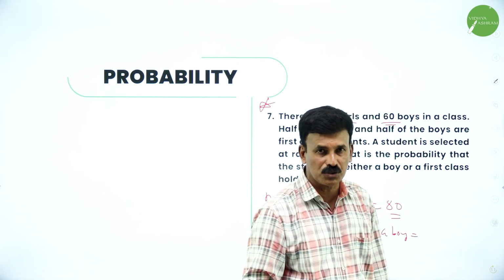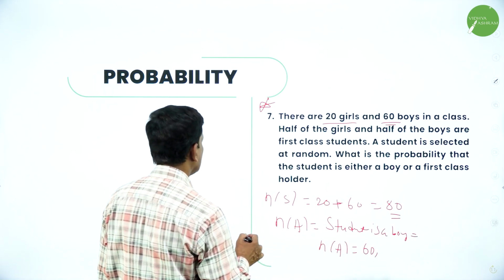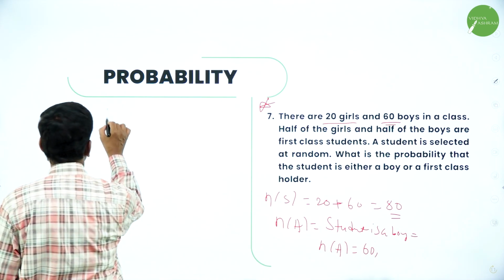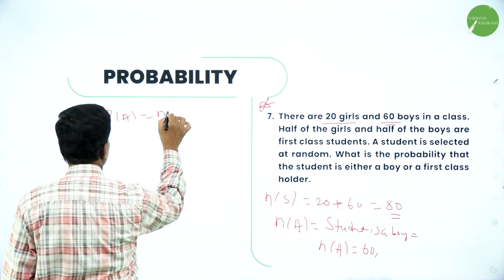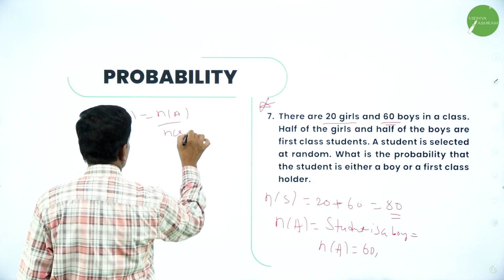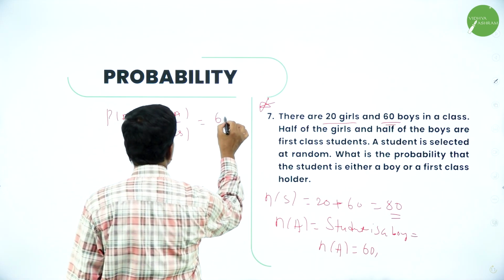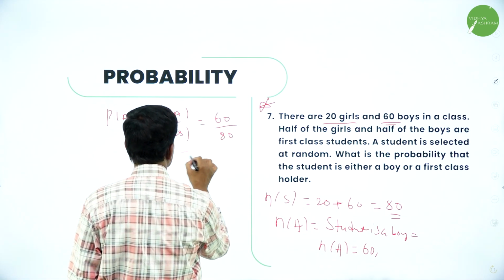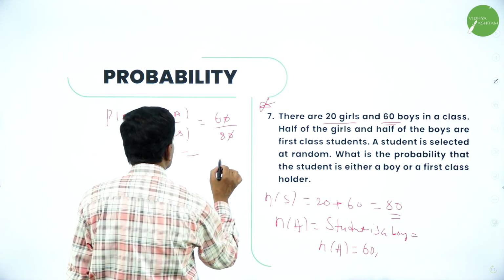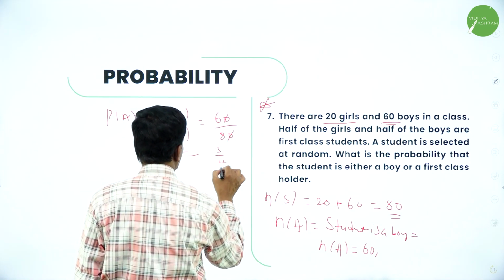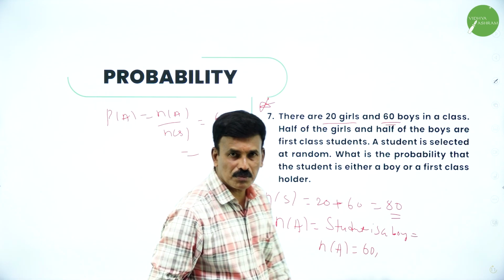Now find out the probability of A. Here P of A is equal to N of A divided by N of S. So what is N of A? N of A is 60 divided by 80. Divide by 2: 2 3s are 6, 2 4s are 8. So 3 by 4 is the probability of A.